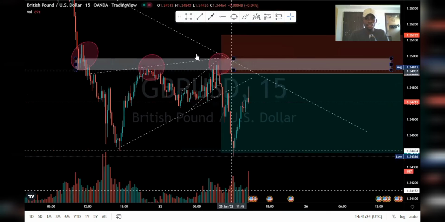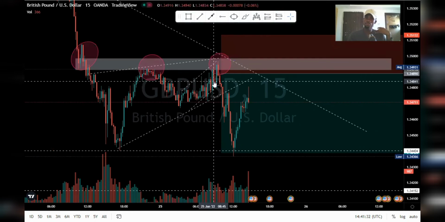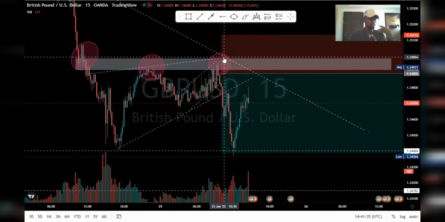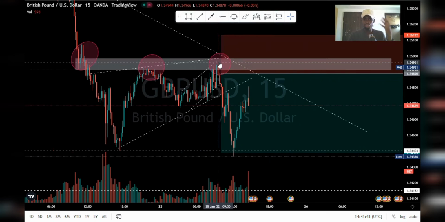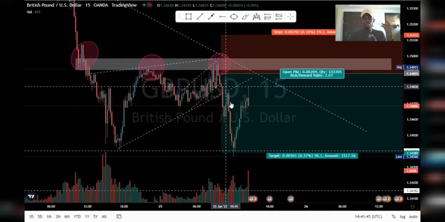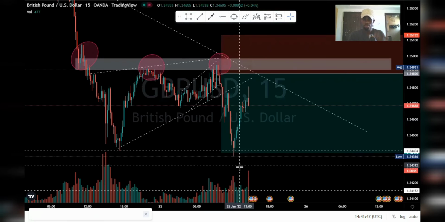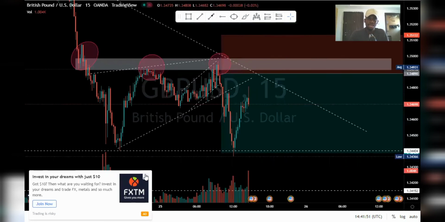Now I place my stop loss. Whenever you are selling, your stop loss has to be above resistance, because of pullbacks or because of wicks. Whenever you are selling, your stop loss has to be above, and whenever you are buying, your stop loss has to be below a zone. You don't just enter a trade and put your stop loss anywhere you like.